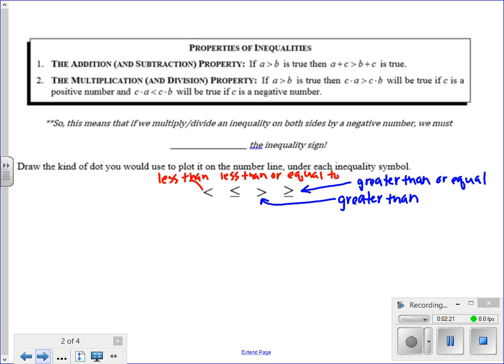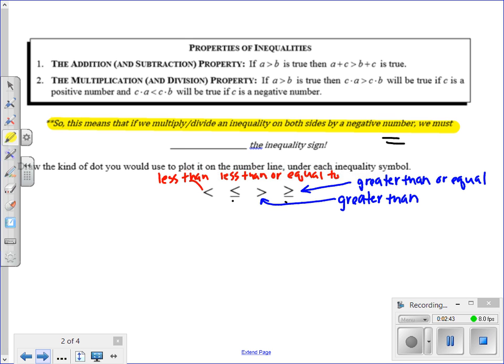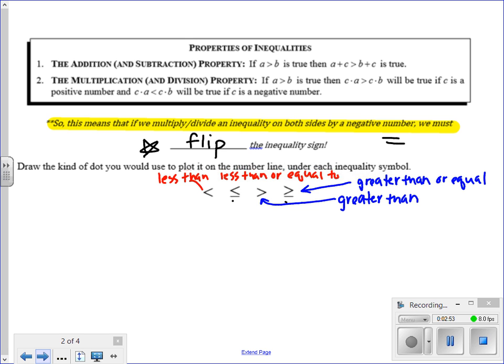Now the difference between the greater thans, the less thans, and the ones that say equal to is that the symbols that have the equal to have a line underneath. That line is like half of the equal sign from an equality. When I'm solving inequalities, there's one thing you probably remember from middle school. It's that really important thing right here that's centered. It says that if we multiply or divide an inequality on both sides by a negative number, I need to flip the inequality sign.